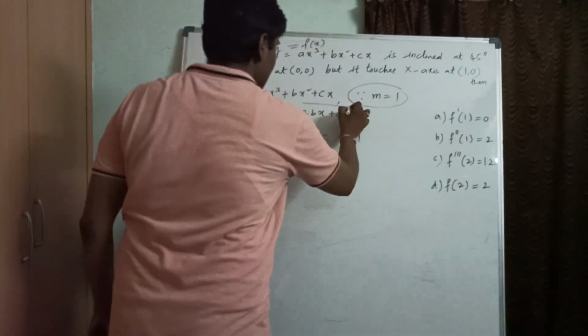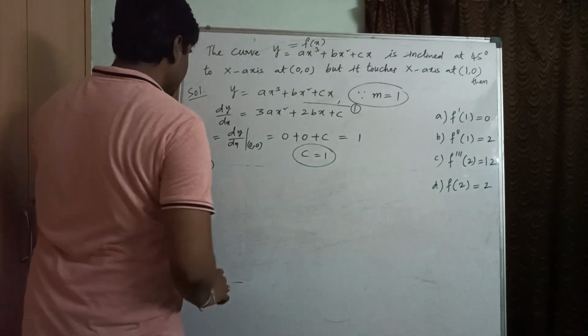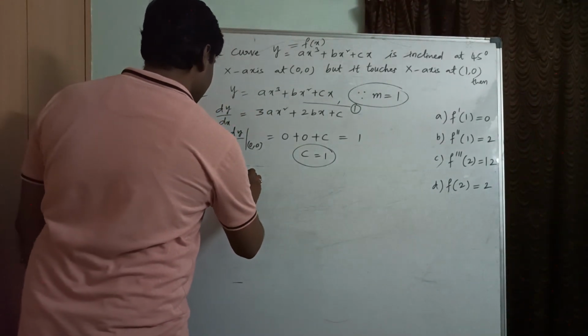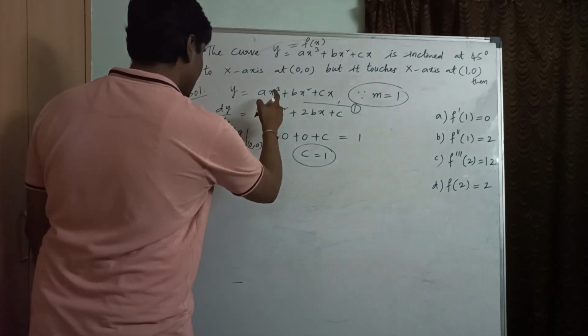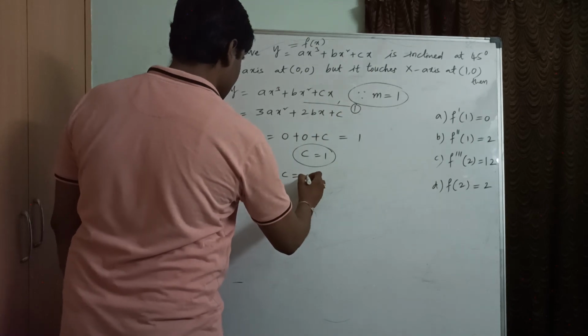So (1, 0) lies on this curve. Substitute (1, 0) in that. In place of x, 1. In place of y, 0. So what do we get? a into 1, plus b into 1, plus c equals 0.